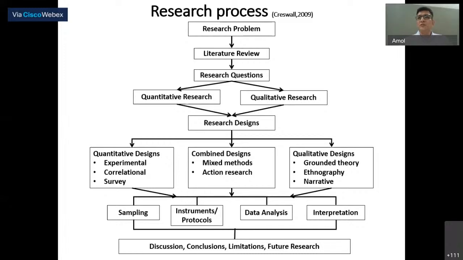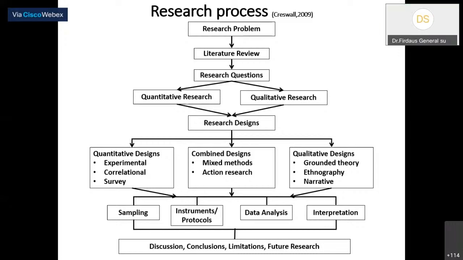Whatever method you choose, let it be quantitative, qualitative, or mixed method, you have to think about sample size and sampling, and the instrument for data collection. And I'm sure you must have learned by this time that this instrument has to be valid and reliable. Then you have to go for data collection, analysis and interpretation. And then finally, when we write a report, we write discussion, conclusions, limitations, and directions.